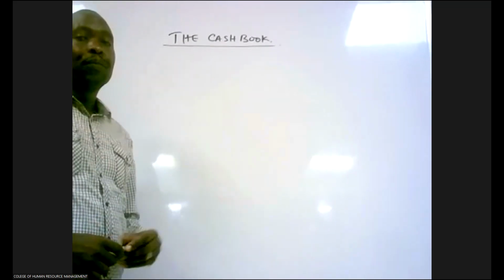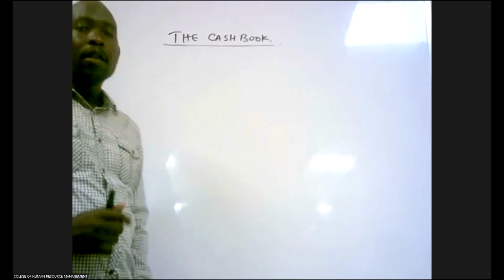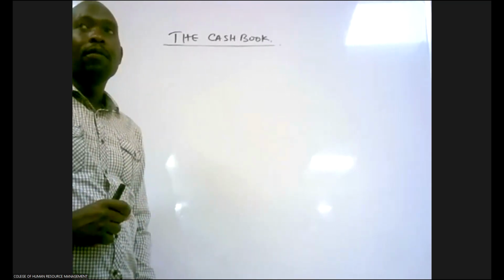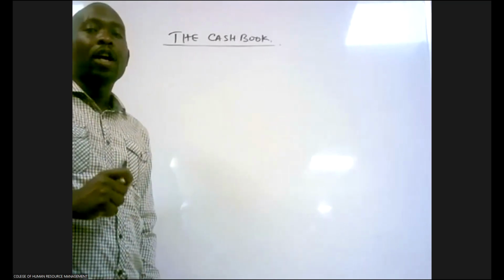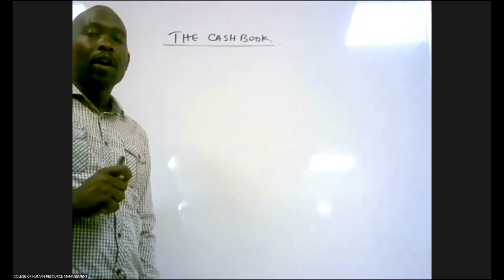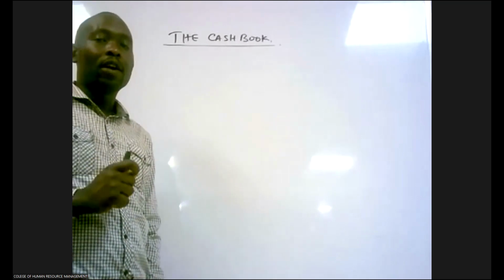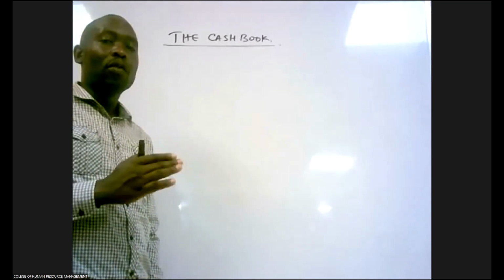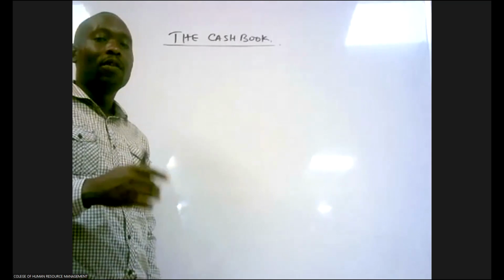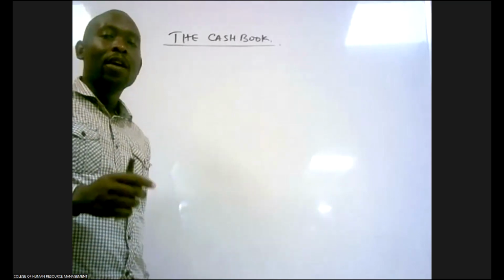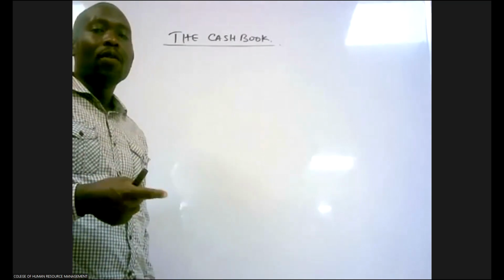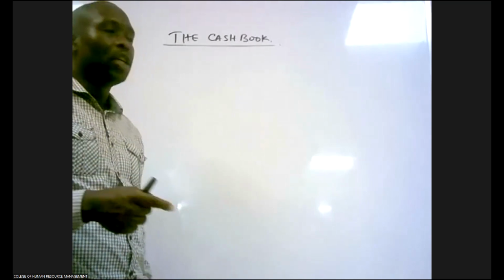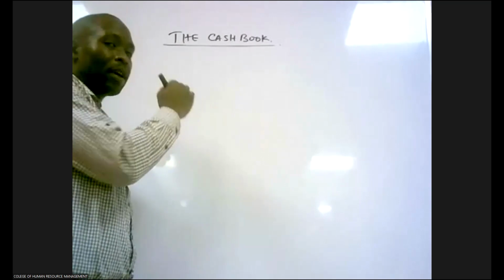The cash book. Just as the name suggests, the cash book is used to record cash transactions. The other books of original entry, the sales journal, the purchases journal, and the others, are used to record credit transactions. But when the transaction involves cash, we record it in the cash book.